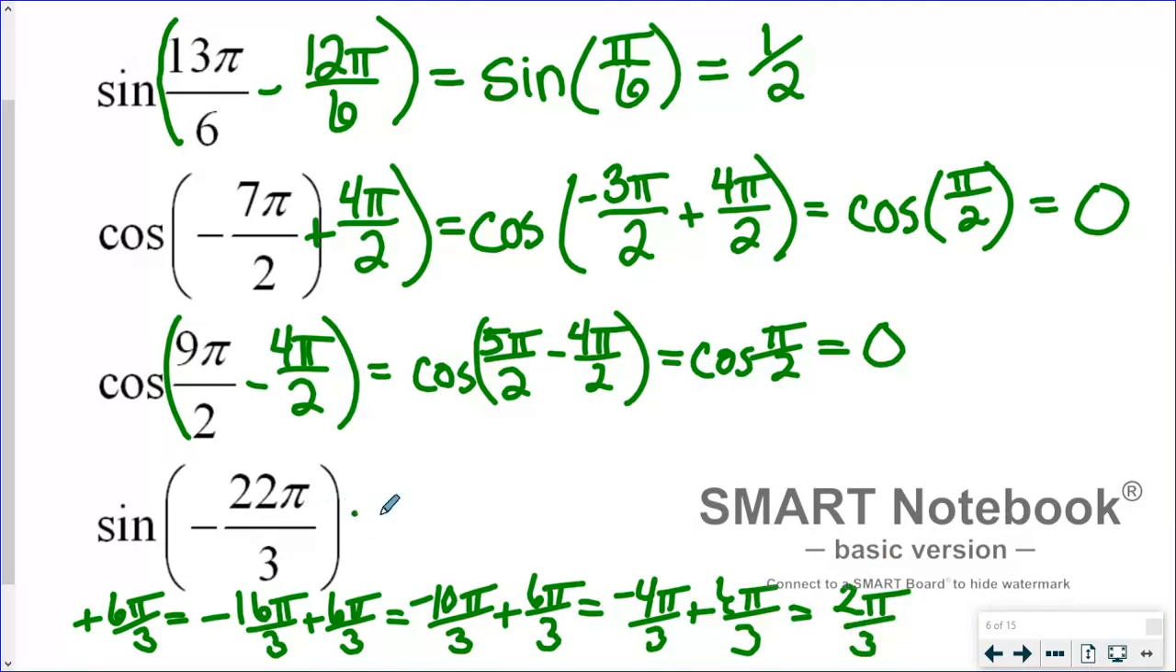So we know that this is really the same as the sine of 2 pi over 3. So we get 2 pi over 3 on our unit circle. Sine is my y coordinate. What do I get?